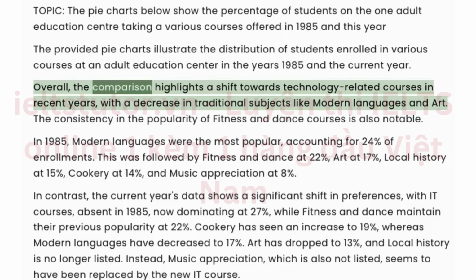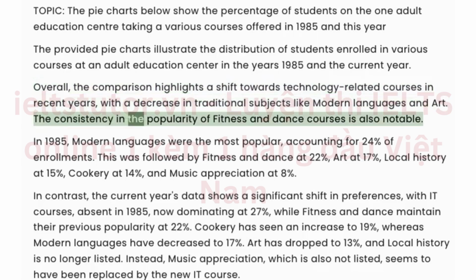Overall, the comparison highlights a shift towards technology-related courses in recent years, with a decrease in traditional subjects like modern languages and art. The consistency in the popularity of fitness and dance courses is also notable.